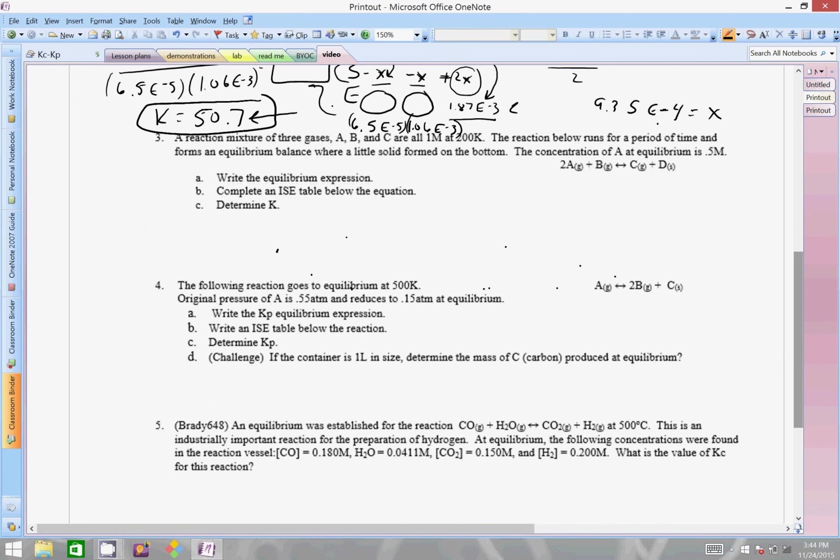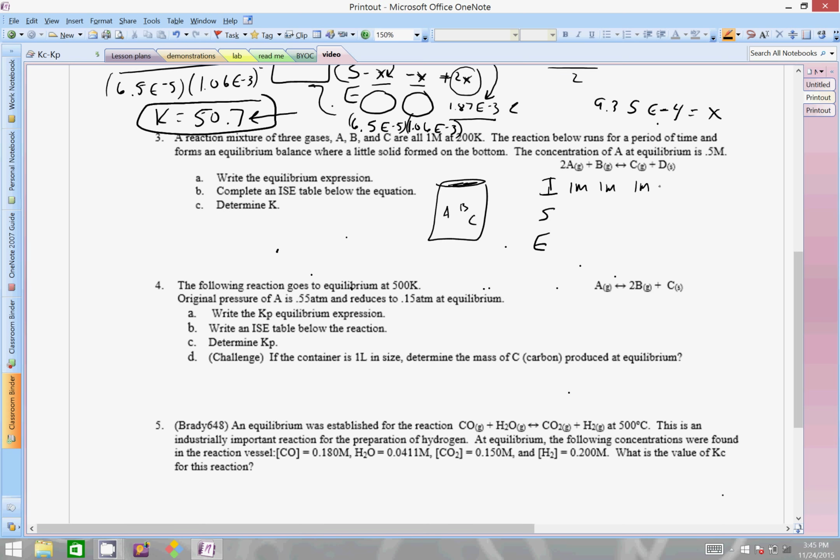A reaction mixture of three gases A, B, and C are all 1 molar at 200 K. The reaction below runs for a period of time and forms an equilibrium balance, where the solid product D is formed at the bottom. The concentration of A at equilibrium is 0.5. So initial, stoic ratio, equilibrium. D doesn't have any concentration, so we're just starting out with this container. Whether it's opened or closed, we don't really care. But it's got A, B, and C in here, but no D to start with. There's 1 molar of each of A, B, and C.